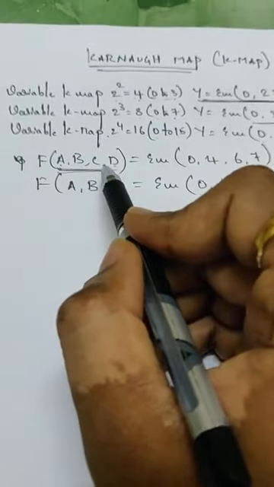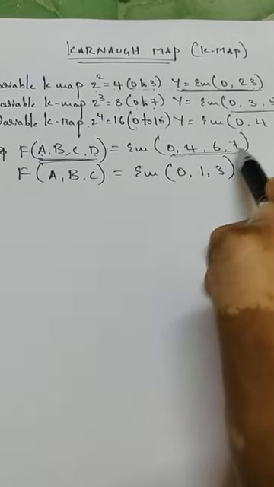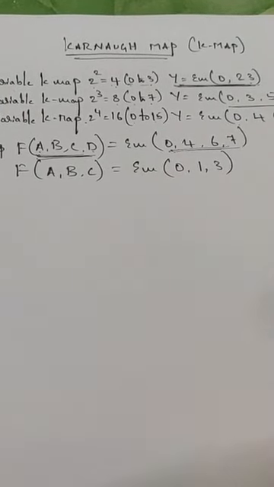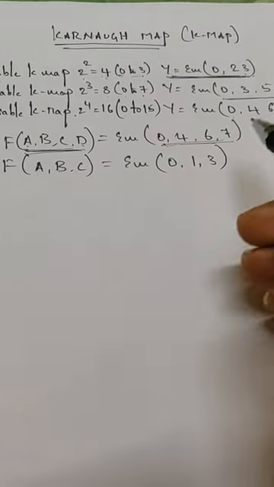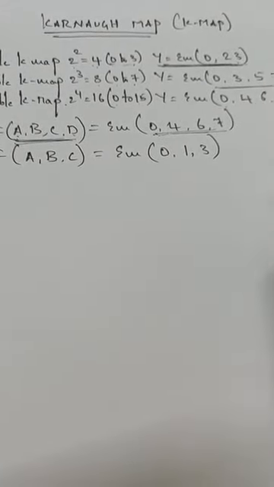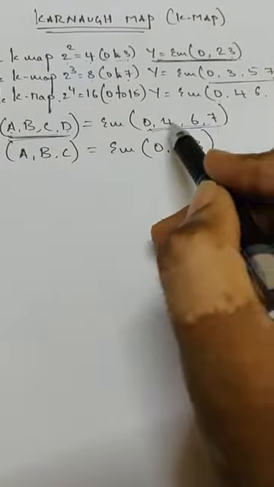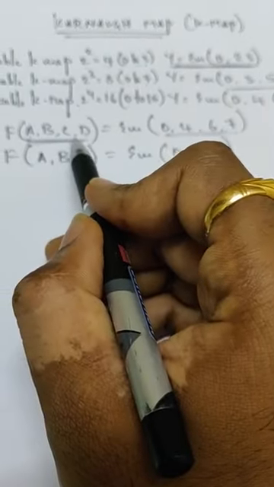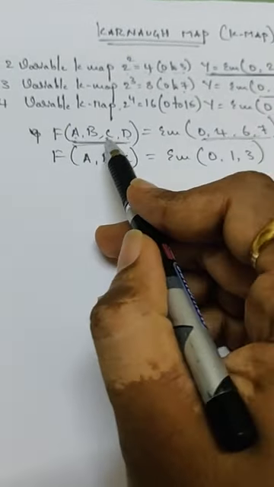A 4 variable K-map means you should have numbers less than 15. All these numbers are less than 15, right? There is no rule like less than 15 means it should be more than 8. There is no compulsory rule that the number should be more than 8. Here we have numbers like 9, 10, 11, 12, which is fine. But if the numbers within the bracket are less than 7, that's also fine, not a problem. A, B, C, D means 4 variables, so by default it's understood that it's a 4 variable K-map.